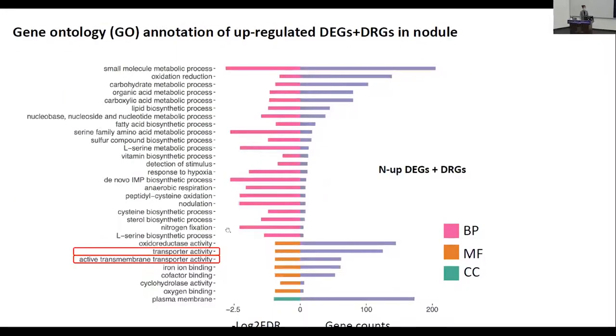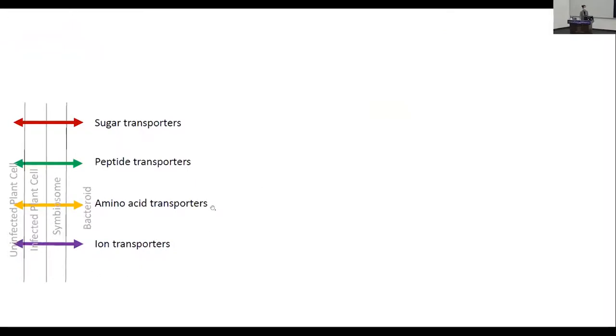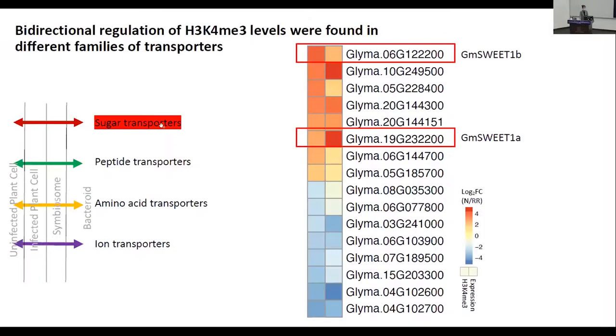Besides this, terms related to transport activity were enriched in both the up- and downregulated datasets. We know that transportation between the host and the rhizobium is an important process in nodulation. So we extracted all these transporters and grouped them into four groups. Firstly, in sugar transporters, we extracted 16 genes here. As you can see, bidirectional regulation by H3K4 trimethylation could be found in the sugar transporters. Besides this, two of these sugar transporters belong to the SWEET sugar family. The SWEET family was previously reported to be upregulated in Medicago.